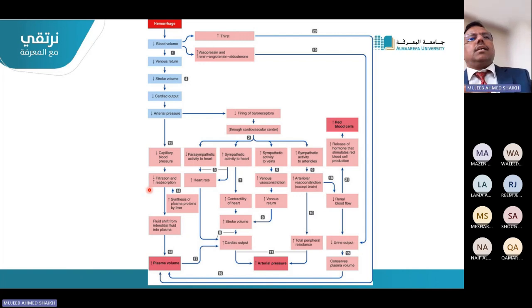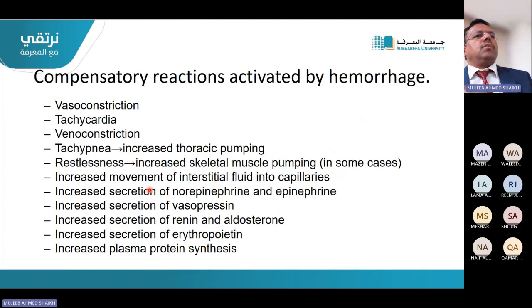So similar changes are shown here in the minute steps of the compensatory stages. Why will the body shift from shock state to the normal state on its own? These are called compensatory reactions. Vasoconstriction will occur, tachycardia will occur, venoconstriction will occur. All of them will lead to more cardiac output and more blood pressure. Tachypnea will cause more thoracic pumping. Restlessness will make the muscles push the blood towards the heart. Movement of fluid will occur from the interstitial fluid into the capillaries.